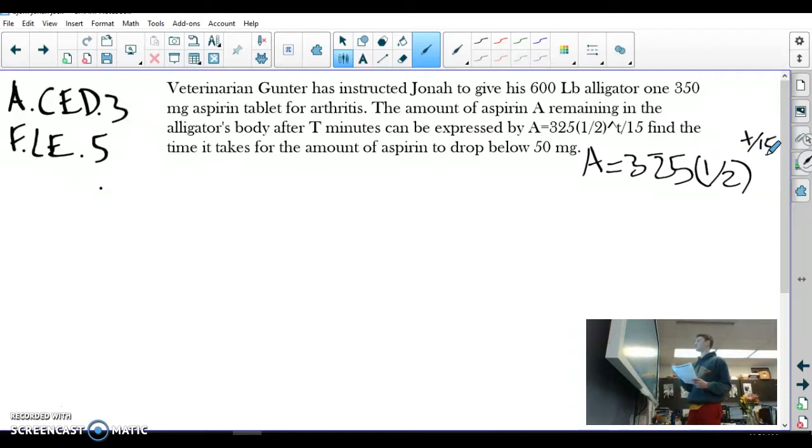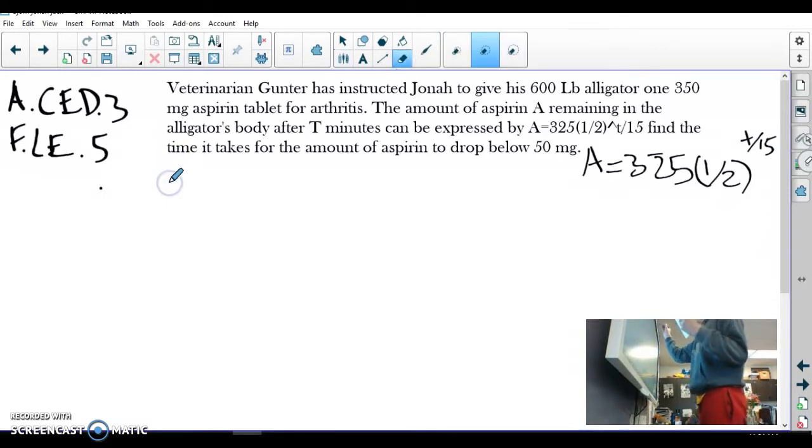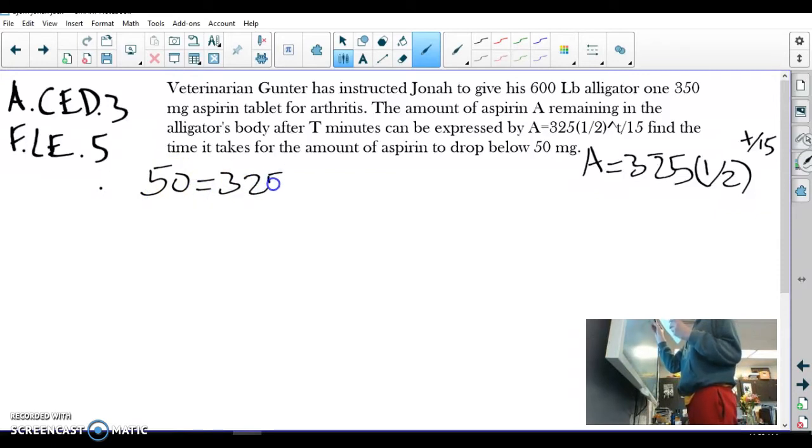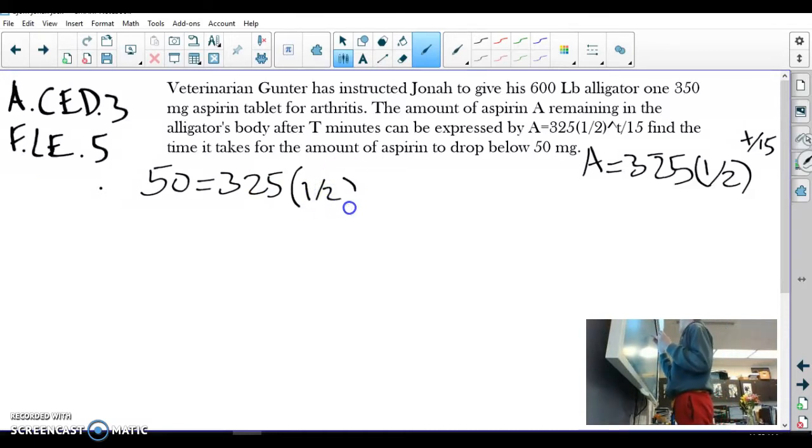Your A is going to be the 50 milligrams, because that's the amount at time T. So that's going to be 50 equals 325 times 1 half to the power of T divided by 15. Now you're going to want to divide by 325 to get T by itself.